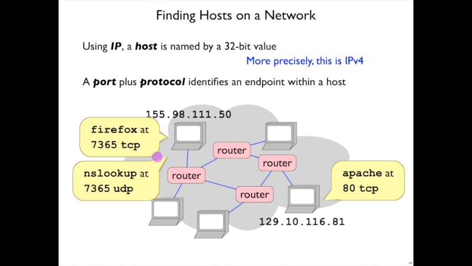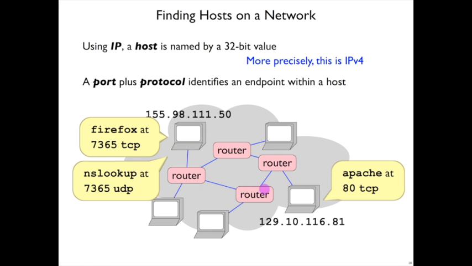This same machine might be running some other program like NSLOOKUP. NSLOOKUP might, because it's using the DNS protocol, which is based on UDP, it turns out be on the same port number, but on UDP instead of TCP. This kind of collision doesn't happen often, but just be aware that it's the port plus the protocol that identifies a particular process's connection to the network.